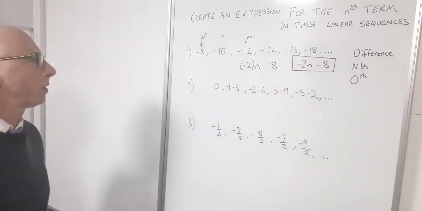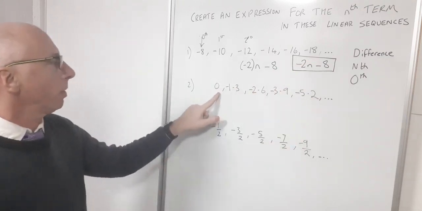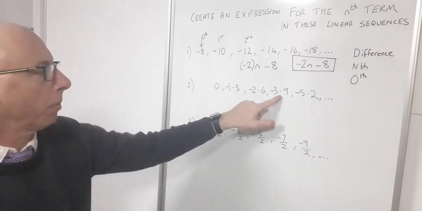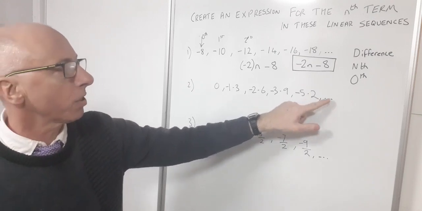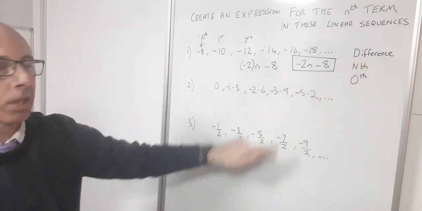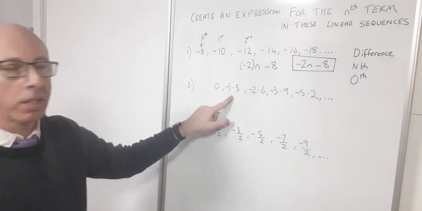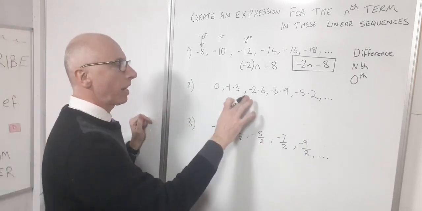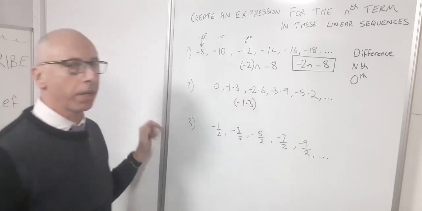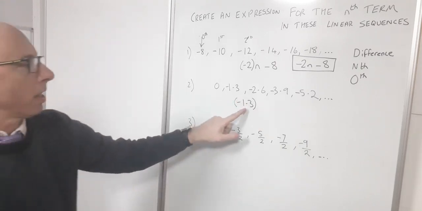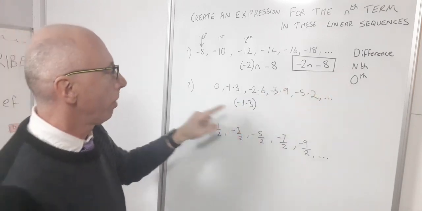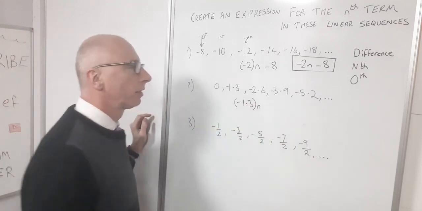So I've got some decimal numbers here. So I've got 0 to -1.3 to -2.6 to -3.9 to -5.2 and so on. Now my difference going in this direction, I'm subtracting 1.3 each time. That's the difference between them all. So I'll write -1.3. Now my second part is it's an nth term I'm looking for, so I just write an n here.